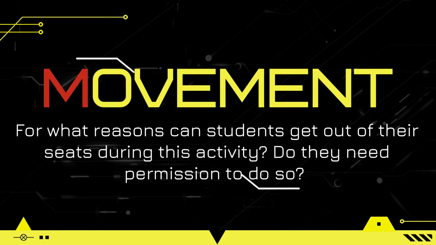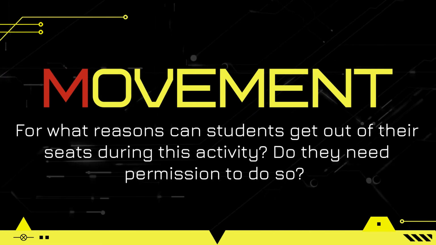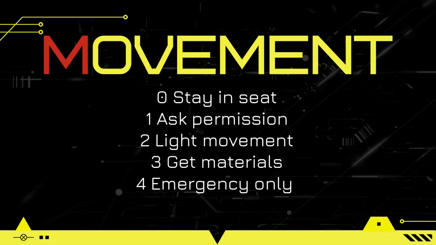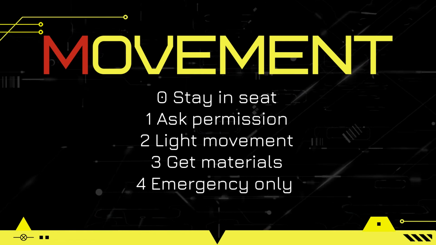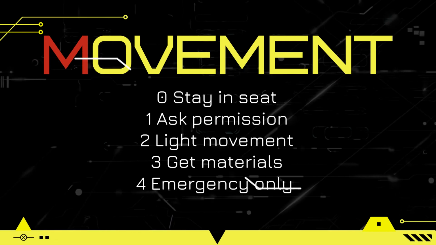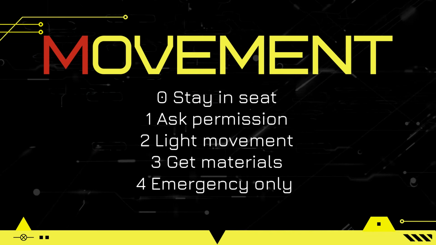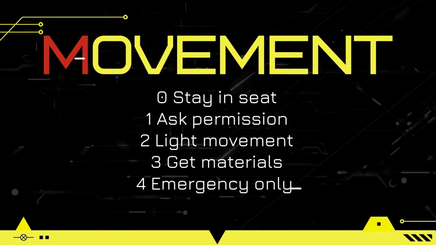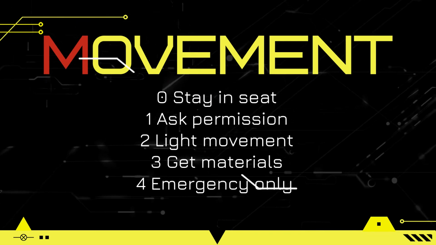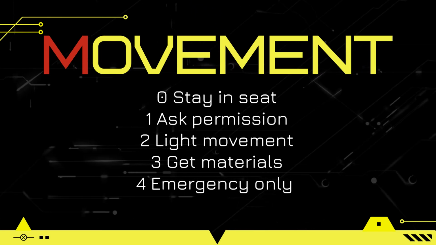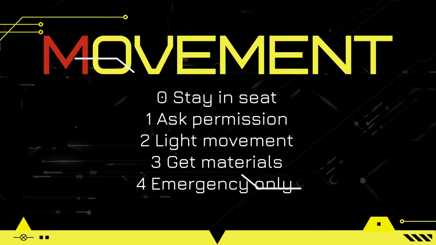You might also set up a 0 to 4, right? With 0 meaning you have to stay in your seat no matter what. 1, you have to ask permission. 2, it's okay to move around the room for important things like maybe gathering materials or sharpening pencils. And then 4 would be emergency only. So you could either use a number system for movement or you could be more specific, right? So you have to stay in your seats. If you need to sharpen your pencils, that's okay.